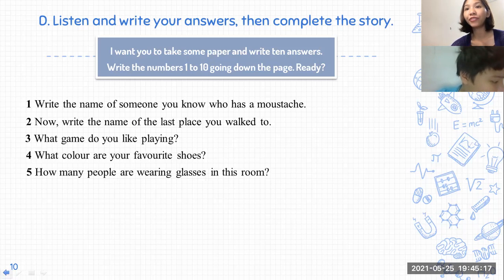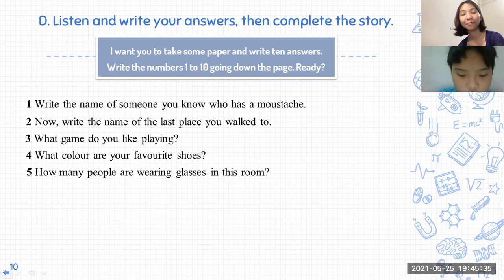Okay. Number 5. How many people are wearing glasses in this room? Oh no. Không có ai hết hả? Hay là mình con? Hay là con ghi no? Rồi con sẽ ghi không? Con ghi no people hoặc là sao đó? Zero. Okay. Xong chưa con?